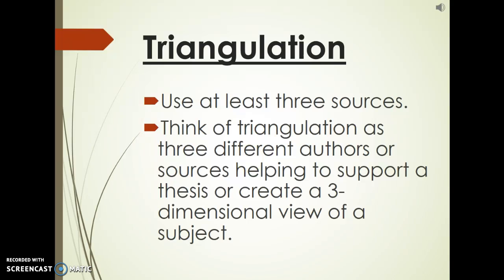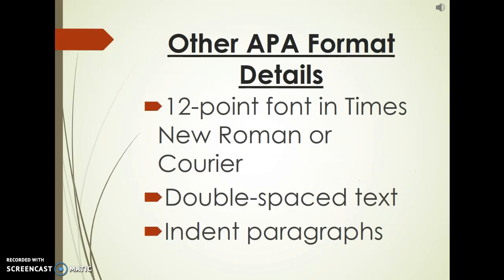So let's talk about triangulation. A triangle has 3 sides. So when it comes to writing papers, use at least 3 sources. And think about triangulation as 3 different authors or sources helping to support a thesis or your argument, or create a 3-dimensional view of a subject. So you're explaining something in an expository way. You're explaining Las Vegas in 3 different ways. You're explaining sustainable energy with hydroelectric power, solar power, and wind power.